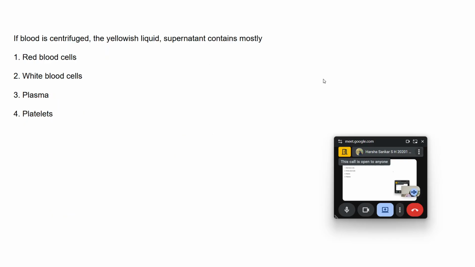If blood is centrifuged, the yellowish liquid supernatant contains mostly dash. So if blood is centrifuged, as in almost every experiment, we first centrifuge it, then take only that supernatant. So what is that supernatant called? Even the color, they said it's a yellowish liquid. So options are option 1 red blood cell, option 2 white blood cell, option 3 plasma, option 4 platelets.